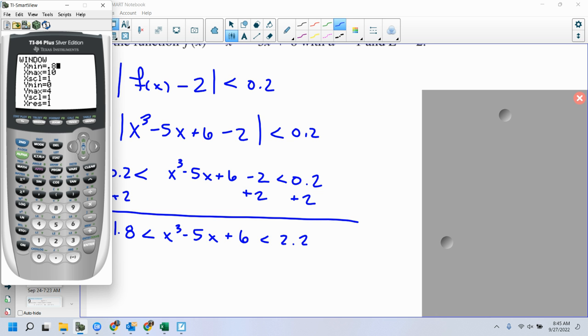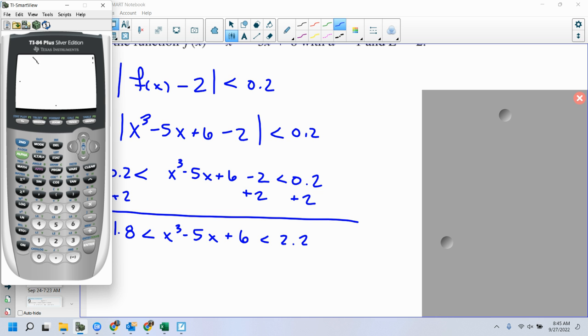Let's go to 1.2. I'm just kind of ballparking. And then my y minimum, I tried to play around with that, but it was unsuccessful. My y minimum, let's go 1.7 to 2.3. Why am I choosing that? Look, that's what the y values need to come out to be, right?